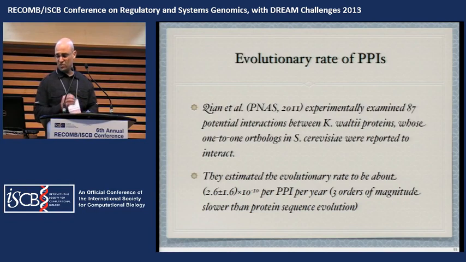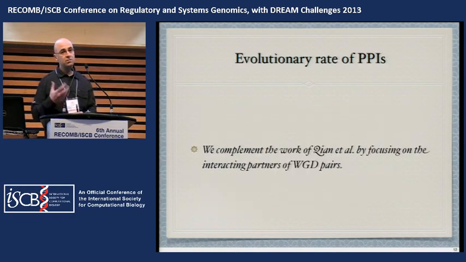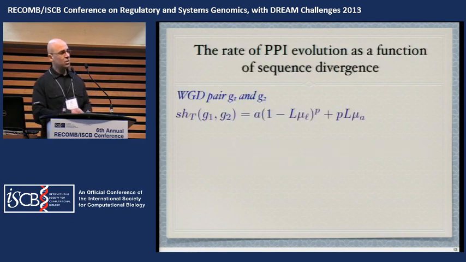But again, they focused on these 87 pairs and looked at orthologs, and the question there is that it's not easy to calibrate the times of these pairs, whereas in whole genome duplications, we can calibrate this. So here we try to complement the work of Shan et al. by looking at these WGD pairs, because we know that all these pairs originated at the same time.